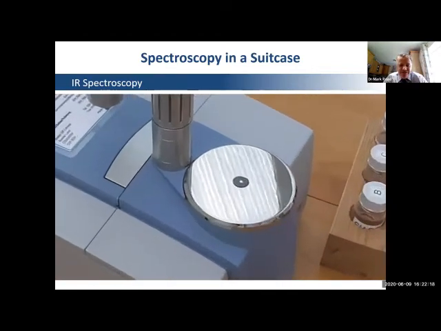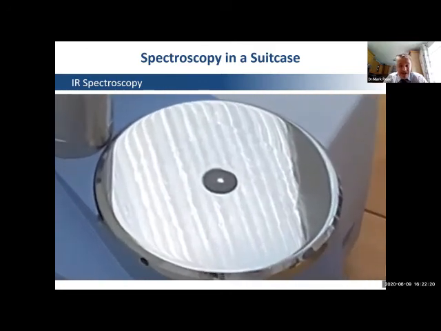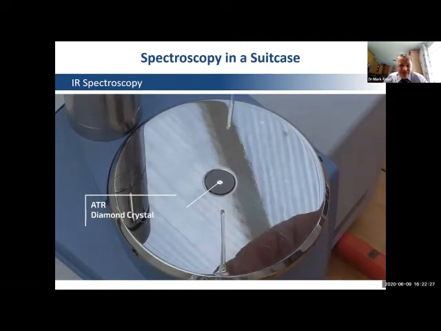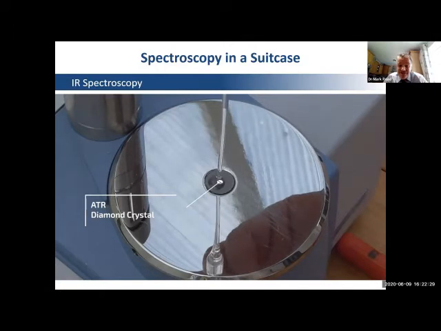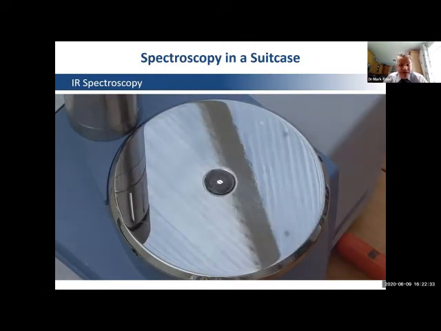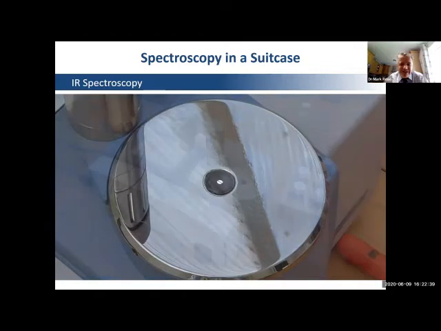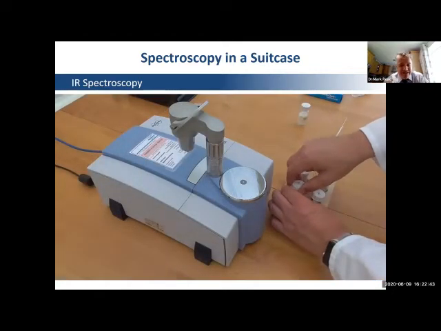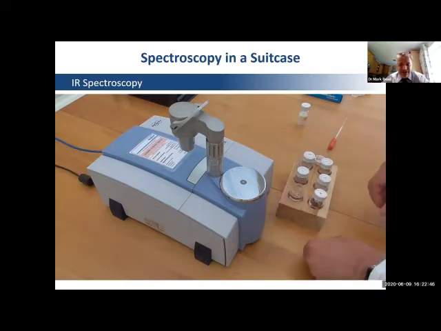So you can see as we zoom in just what a small amount of sample we actually use. You can see the diamond crystal right in the center, and we're just going to place a few drops on top, and that is sufficient to give us a spectrum. Now, this is important in forensics because quite often you don't have a lot of material to analyze. So if you've got a very sensitive technique like infrared, we can only use a few drops, and that's enough to give us some information, as you'll see.